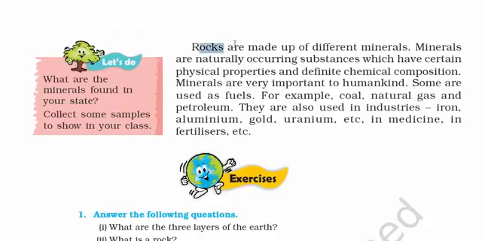Rocks are made up of different minerals. And minerals are naturally occurring substances which have certain physical properties and chemical composition. Minerals are very important to humankind. Some are used as fuels, for example coal, natural gas and petroleum. They are also used in industries, iron, aluminium, gold, uranium, etc. With this we have come to an end of chapter 2 of class 7th NCERT.